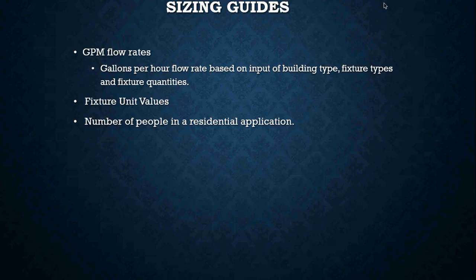So when we are talking about hot water and sizing, we have to think about our sizing in GPMs. It's flow rate, gallons per minute. That is based on input of building types, it's based on your fixture types, and it's based on the quantities. So we have to assume and look at the overall picture of that building or home.